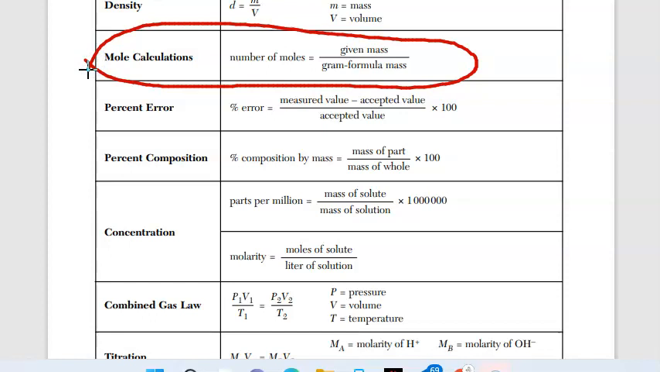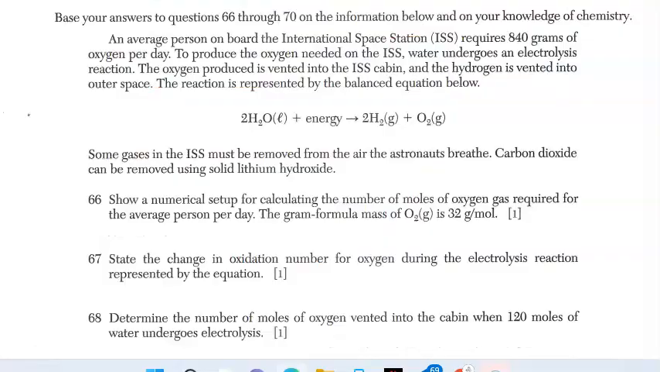We're only doing a numerical setup. Literally at that point, you can stop. You don't have to calculate the answer, and if you only provide the answer, you would actually get this question wrong. Numerical setup means you're plugging the numbers in. We need the mass, so moles is equal to mass divided by gram formula mass.